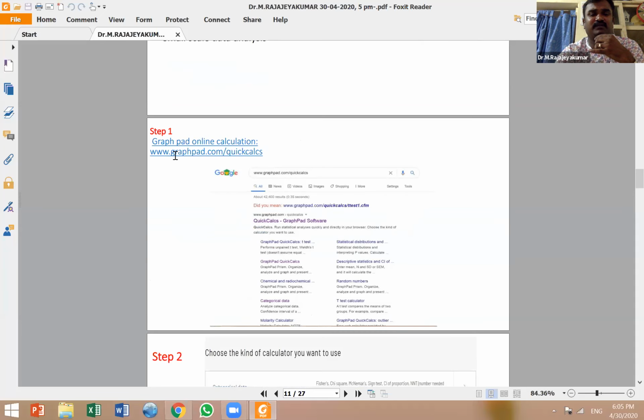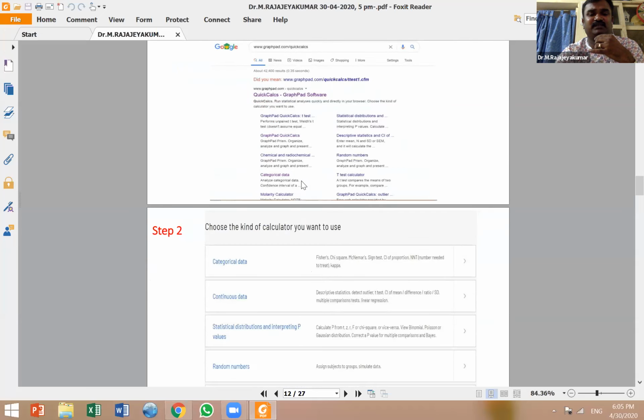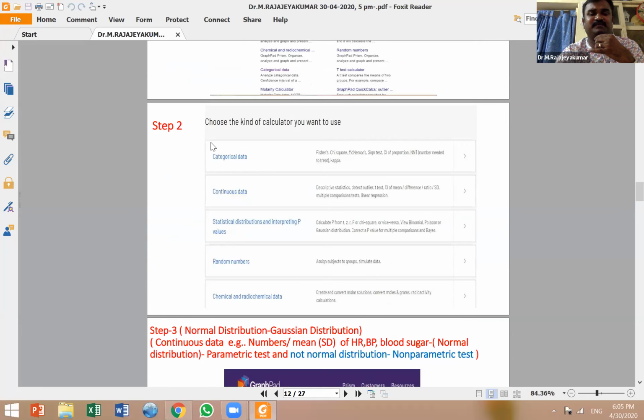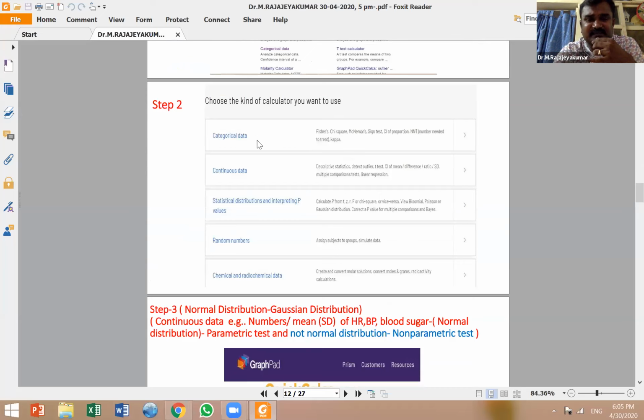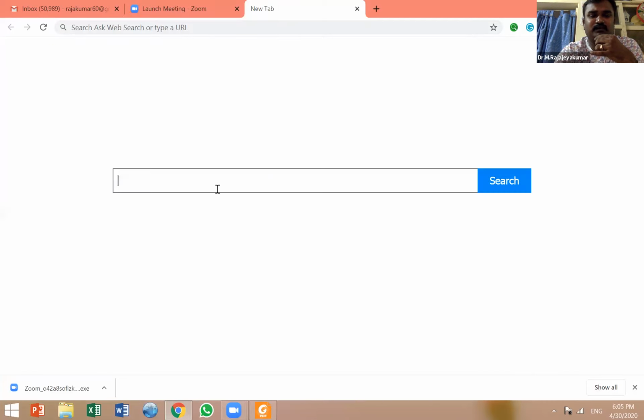You can download it by typing www.graphpad.com. Then this page will come. You just go, and this window comes up. You can see different categories: categorical data, continuous data. So I will now show how to do that. Just go to Google.